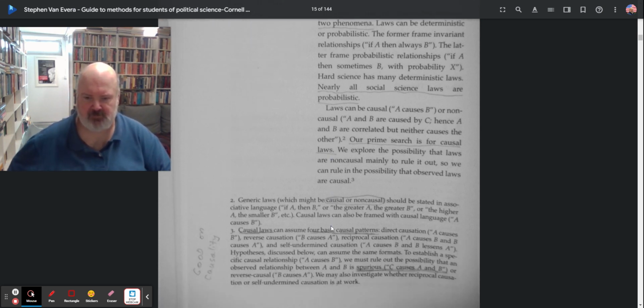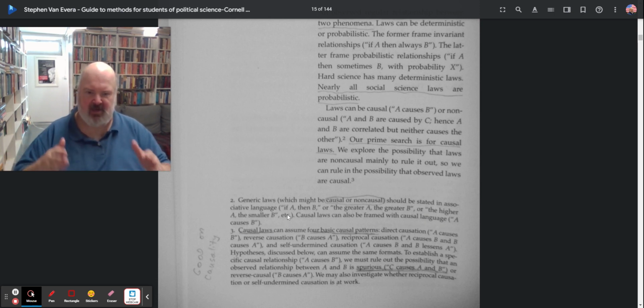A generic law, which might be called causal or non-causal, should be stated in associative language: if A, then B, or the greater A, the greater B, or the higher A, the smaller B, etc. Causal laws can also be framed with causal language: A causes B. So if A, then B, or the greater A, the greater B. These are the relationships.